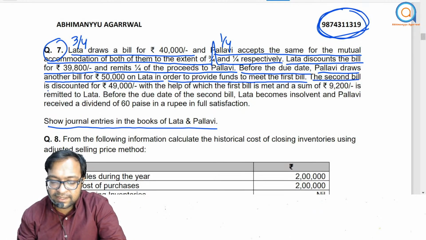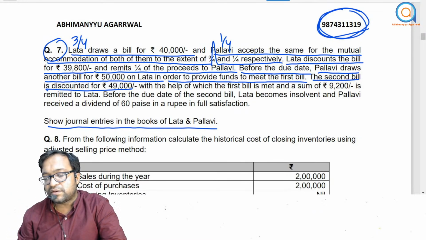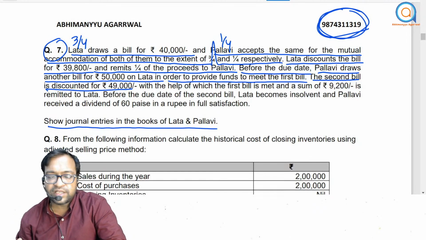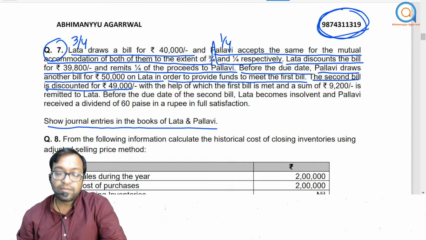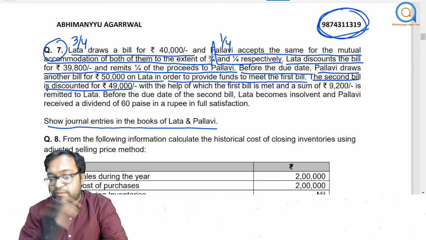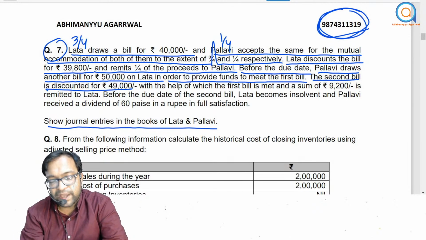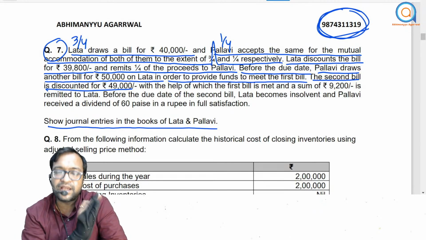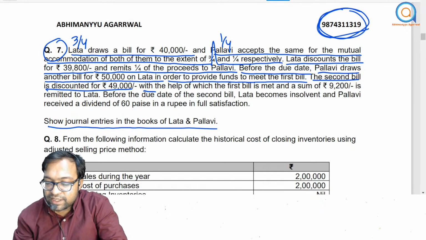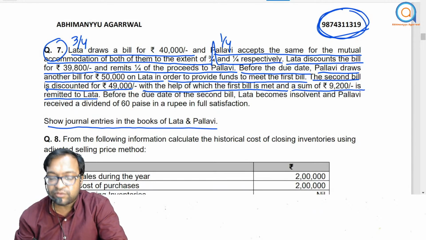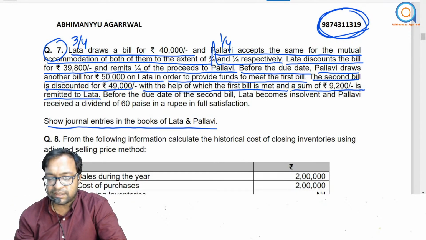The second bill is discounted for 49,000. Now this bill was discounted for 49,000 by Pallavi. So Pallavi used this money to pay the bill, na? Pallavi doesn't have any shortage of funds. She will give her money from her pocket. But 30,000 that was to be paid by Lata, Lata did not pay to Pallavi. So Pallavi will take out 30,000 from this 49,000 to pay whom? To pay the bank. Correct? The first bill, with the help of which the first bill is made. A sum of 9,200 is remitted to Lata, the 9,200 also remitted to Lata by Pallavi.